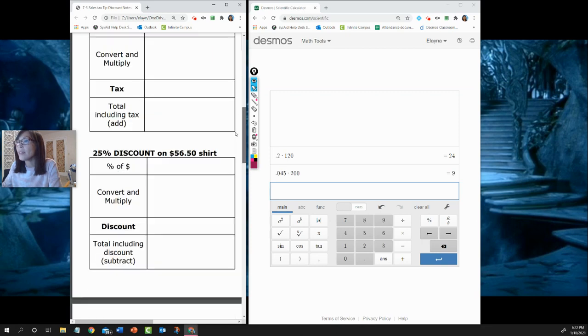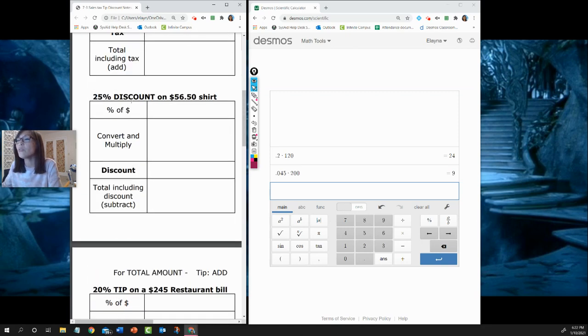We might have a situation where the store is going to give us a 25% discount on a shirt that we want to purchase. So we are going to calculate what is 25% of $56.50. The first thing we want to do is take our percent and turn it into a decimal. We're going to convert it by moving our decimal point 2 places to the left, so that makes that 0.25.